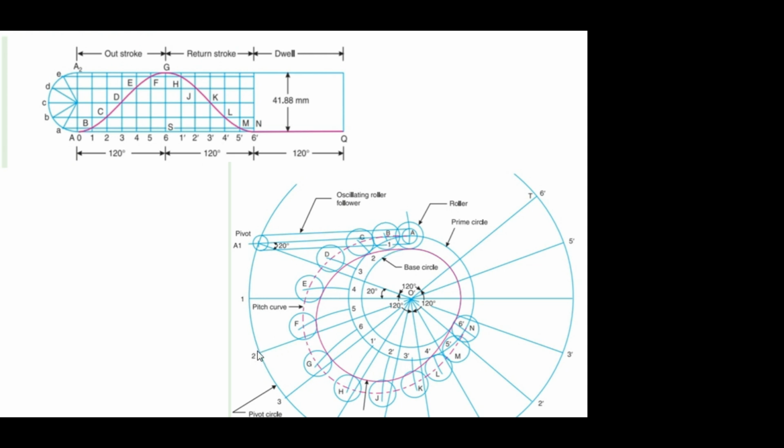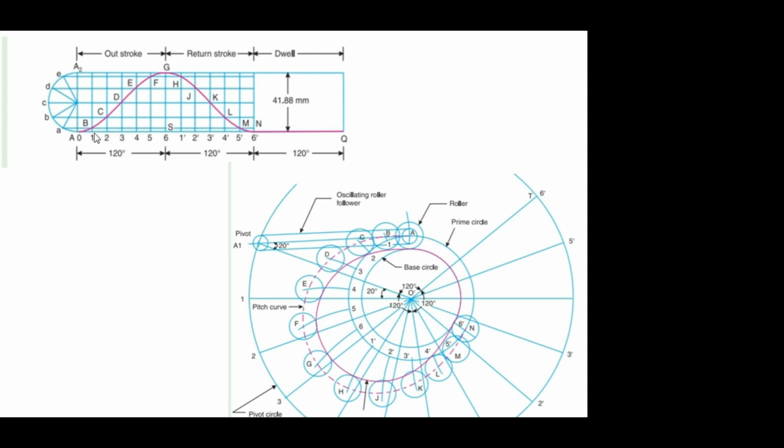Similarly, take point number 2 as a center, draw second arc. Point number 3 as a center, draw third arc. Similarly, from all these points, that is from 4, 5, 6, 1 dash, 2 dash, 3 dash, 4 dash, 5 dash, 6 dash, go on drawing the arcs. Take care that the arc should intersect the prime circle and it must be radially outward from the prime circle.